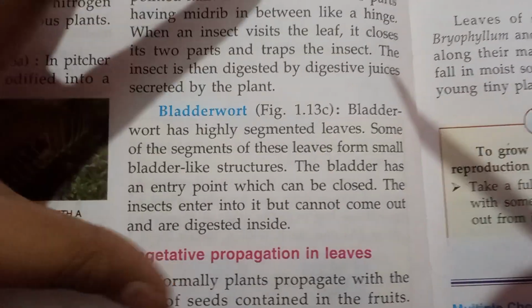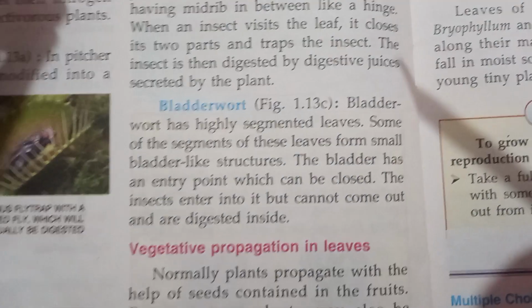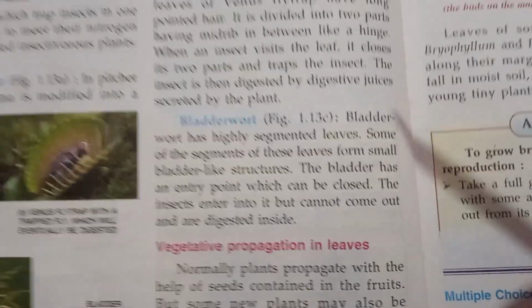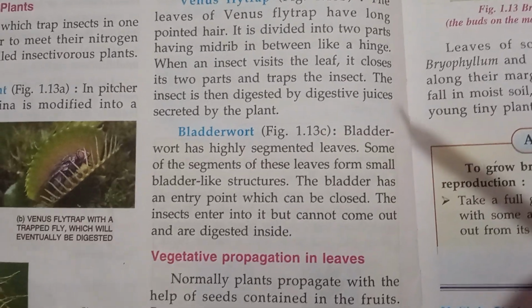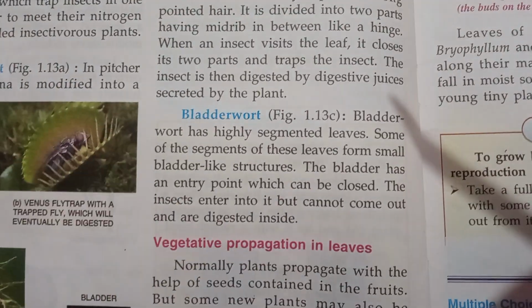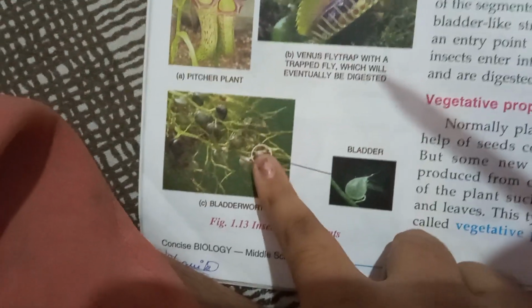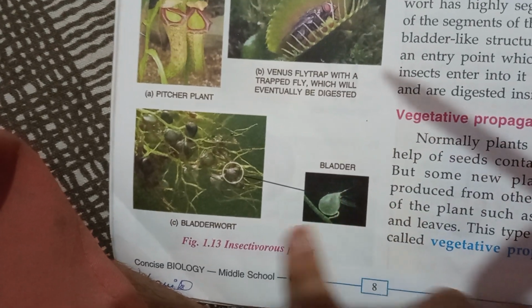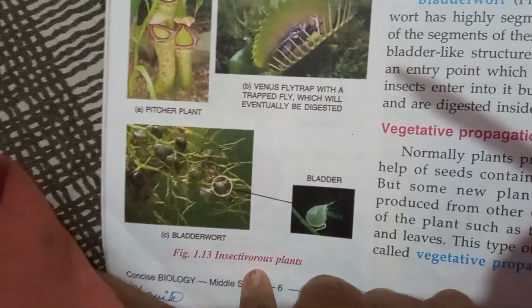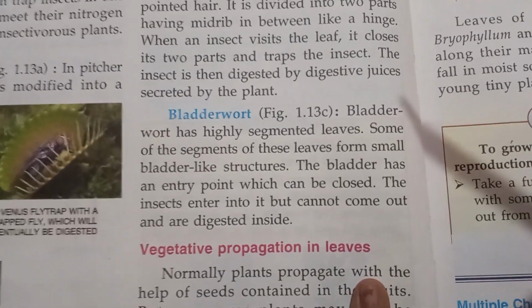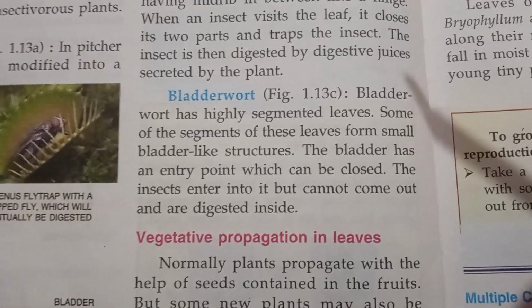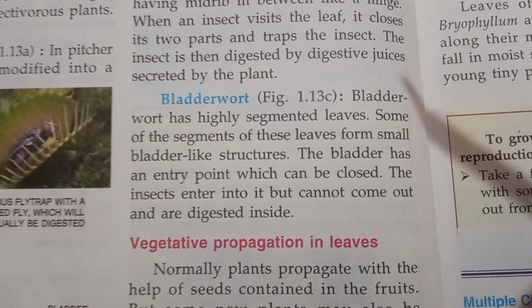So this is the bladderwort. These are very highly segmented leaves. Some of the segments of these leaves form small bladder-like structures, as shown here. This is a small bladder, right? And it is an example of an insectivorous plant. So, as the bladder has an entry point which can be closed.